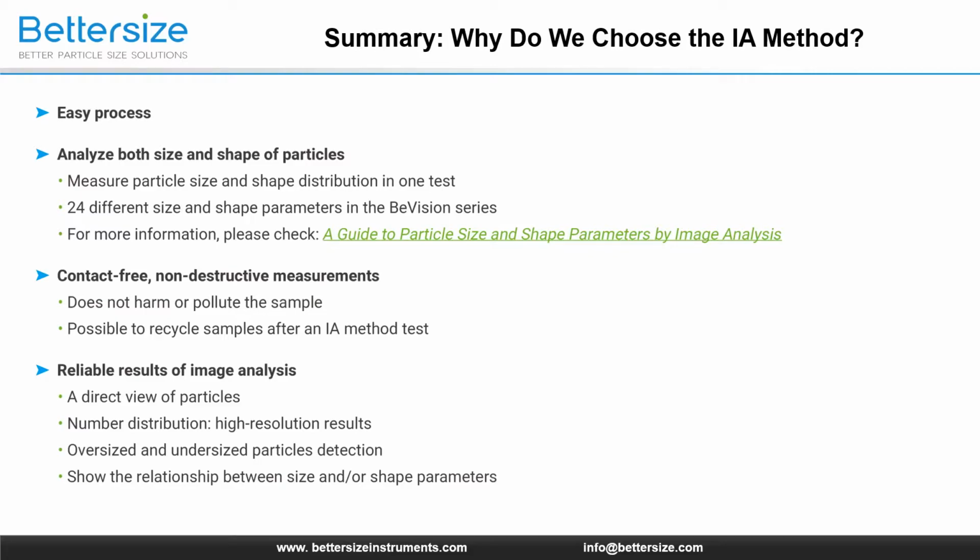In summary, why do we need the image analysis method? The first thing is the image analysis method is easy. It is easy to understand and easy to apply. Secondly, the image analysis method provides both size and shape results. Today, particle size alone may not be sufficient to get qualified products out the door. Many industries are turning to particle size and shape analysis. This is where the image analysis method comes in.